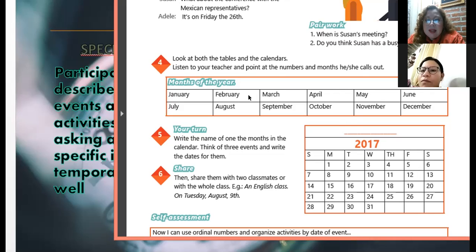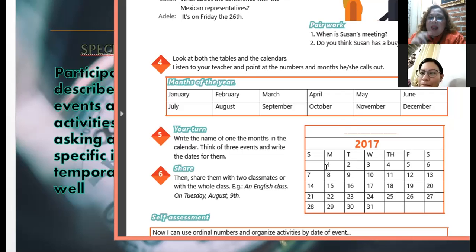January, February, March, April, May, June, July, August, September, October, November, December. Do you know the days of the week? Sunday, Monday, Tuesday, Wednesday, Thursday, Friday, Saturday. Very good.